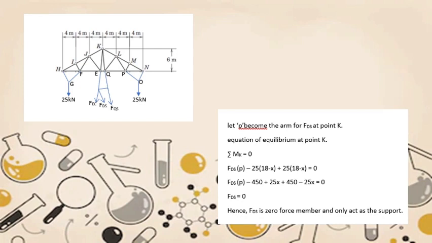The force FDS times P minus 25 multiplied by 18 minus x plus 25 multiplied by 18 minus x equals 0. We can find that the force FDS is equal to 0. Hence, FDS is a zero force member. It only acts as the support.